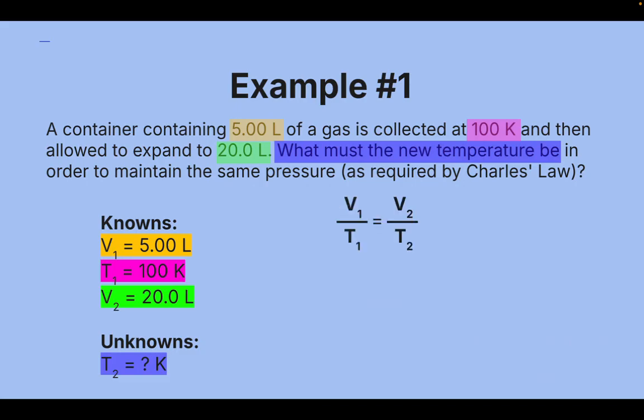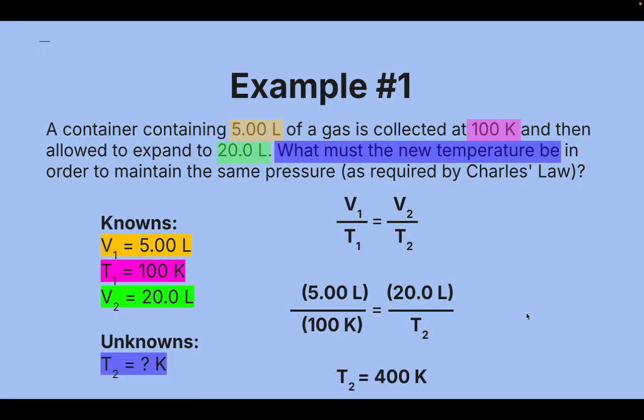So we can literally just plug these numbers directly into Charles' law. We have our temperatures in Kelvin, so we're good to go. So I just plug the numbers in. We are going to have to cross multiply and divide to solve this. So to cross multiply and divide, we would have 5 liters times T2 is equal to 100K times 20. So we would do 100K times 20 and then divide by 5 to get T2 by itself. And we would come out with a final temperature of 400K when you plug that in.